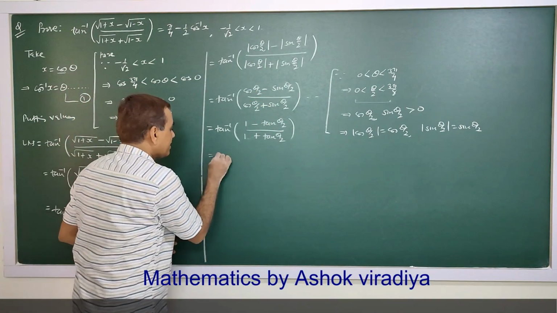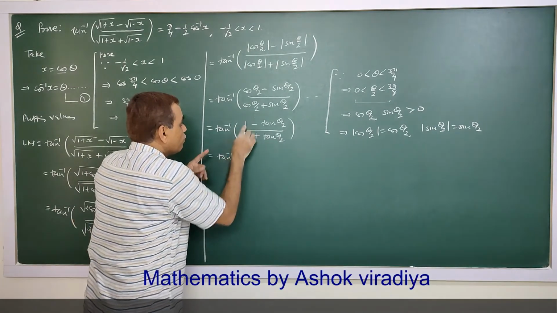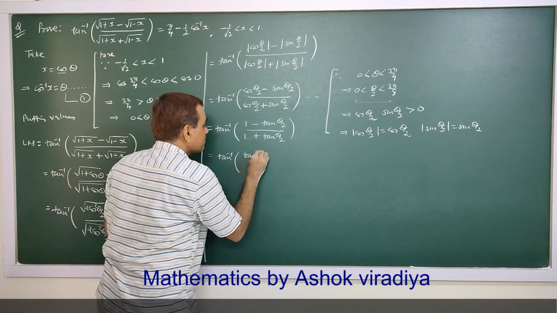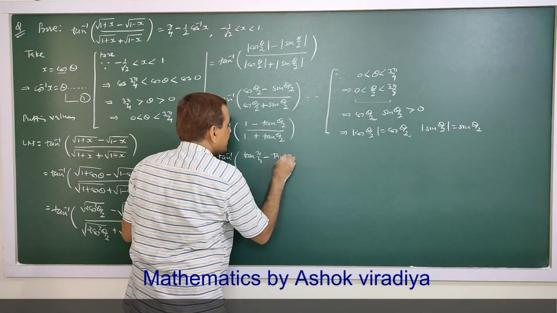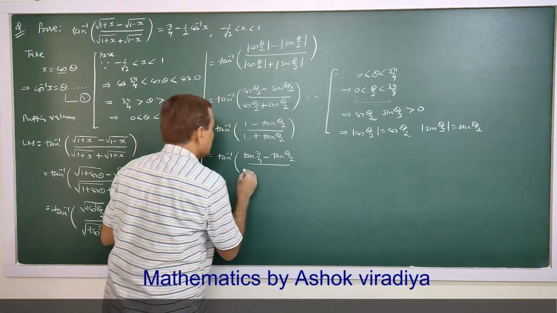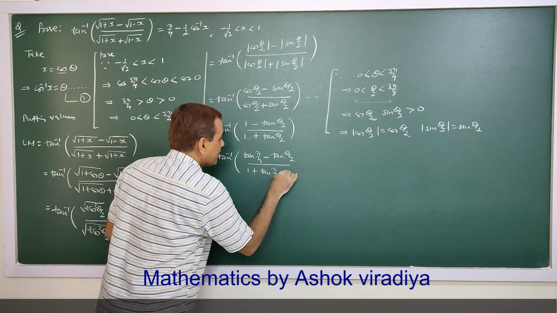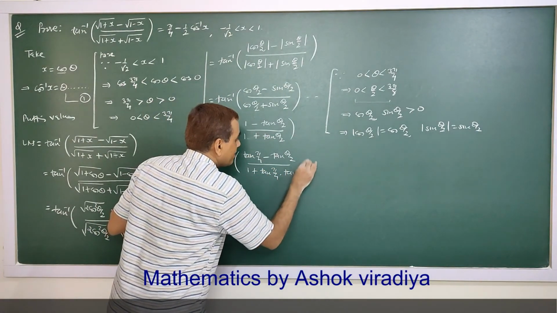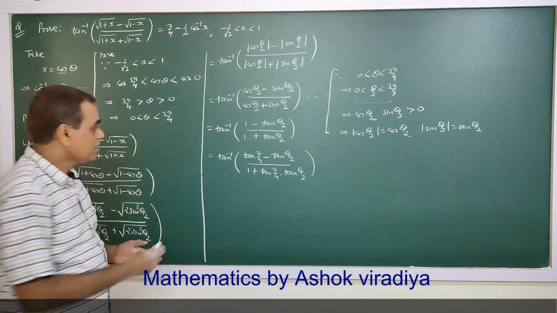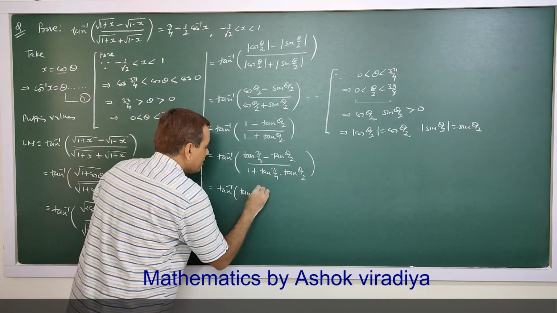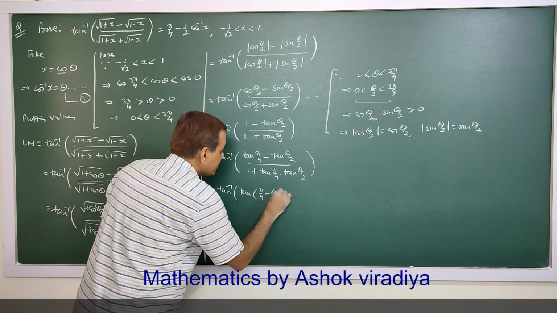So this is then tan inverse, where 1 is tan pi by 4, so tan pi by 4 minus tan theta by 2 upon 1 plus tan pi by 4 into tan theta by 2. So this is tan inverse tan of pi by 4 minus theta by 2.